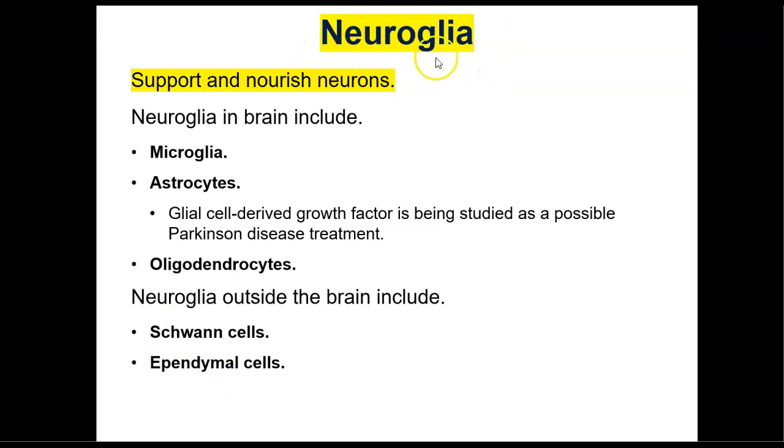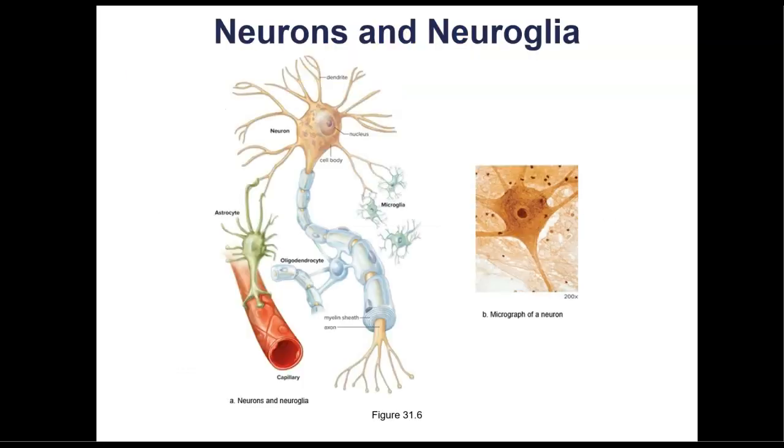So all you really need to know for any exam question would be that neuroglia support and nourish the neurons in nervous tissue. Here's a picture of a neuron. You can see the cell body, the dendrites that receive signals, take the signals to the cell body, and then the axon surrounded by myelin that transmits the electrical impulse to some target.